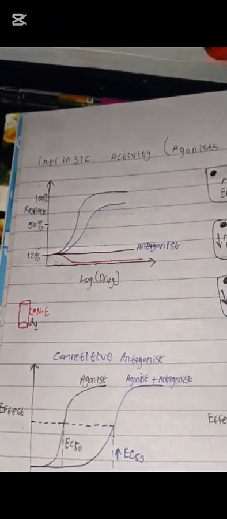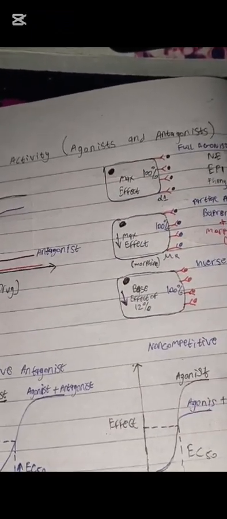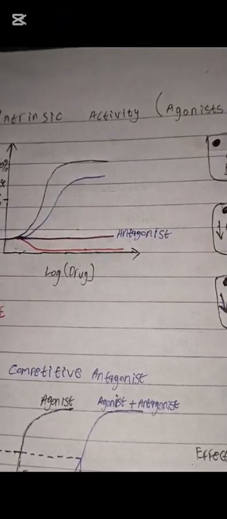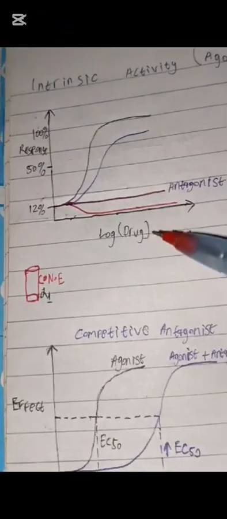In today's video, we're looking at intrinsic activity, talking about agonists and antagonists. Let's start with the agonist first of all. Now, you can have a full agonist, a partial agonist, or an inverse agonist. Okay, let's see what an agonist does.